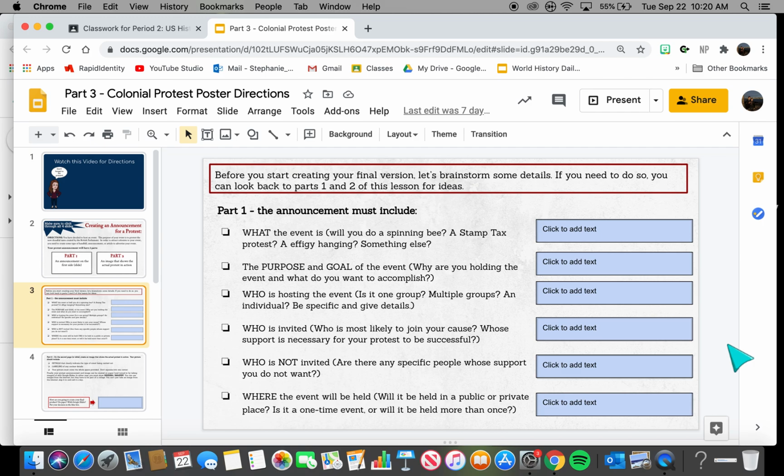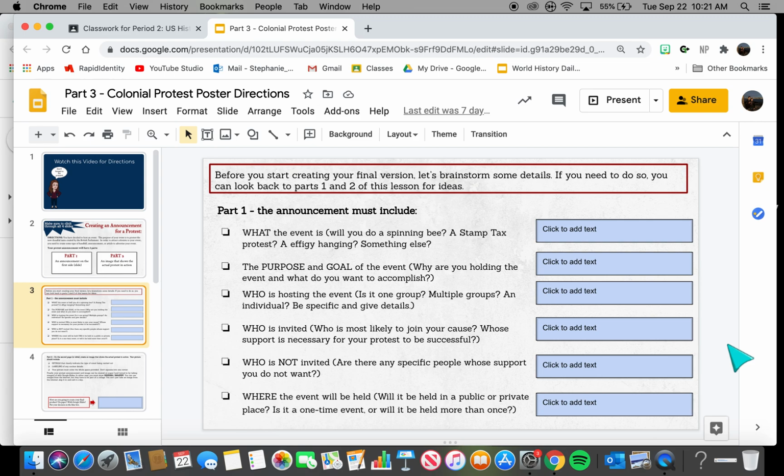The second one is the purpose and goal of the event. Why are you holding the event and what do you want to accomplish? You don't do protests with nothing in mind. Usually when you do a protest, it's because you want something to change. What do you want to change and why do you want to change it? Who is hosting the event? Is it one group, multiple groups, an individual? Is it colonial women? Is it colonial men? Is it children? Who is it that is hosting your event?